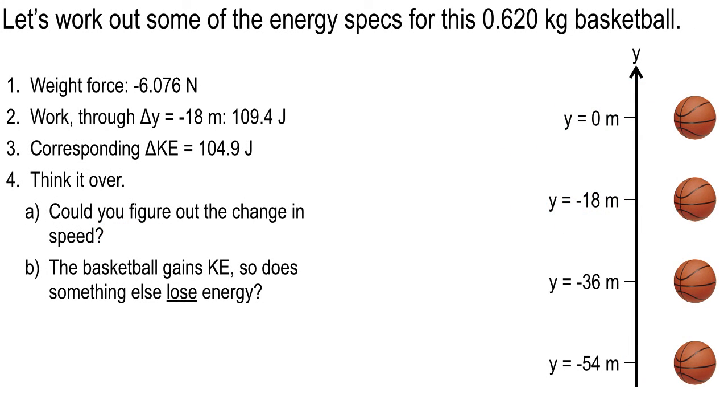Okay, so let's look at what we got. First of all, here's our recap, our summary page. Negative 6.076 for the weight force, negative meaning downward. The work is positive because it's negative times negative, so that's a positive. 109.4 joules, 109.4 Newton meters, 109.4 kilogram meters squared per second squared, to the nearest tenth of a joule. Therefore, that is the corresponding change in the kinetic energy. As soon as you know the work, that's the definition of work: the change in the kinetic energy from F parallel.